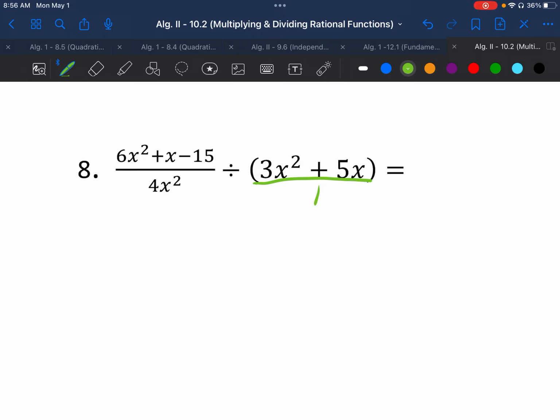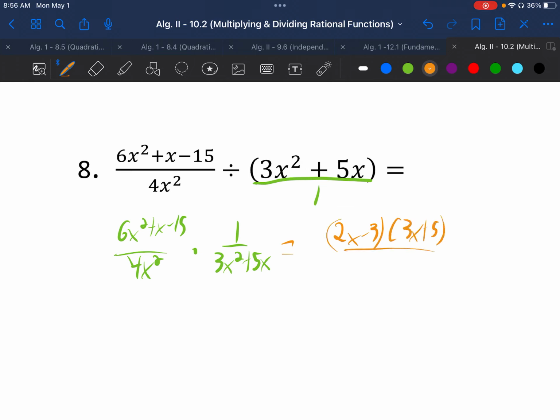So the first fraction is going to stay the same. And if you want to go ahead and factor it in that step, feel free. Second fraction just reciprocates. And if you want to go ahead and factor that, feel free to do that as well. If that's too much for you in one step, though, that's okay. Top left factors into 2x minus 3 and 3x plus 5. Bottom left doesn't factor. Top right doesn't factor. Bottom right factors the 3x out. Sorry, just an x out. And you're left with 3x plus 5.